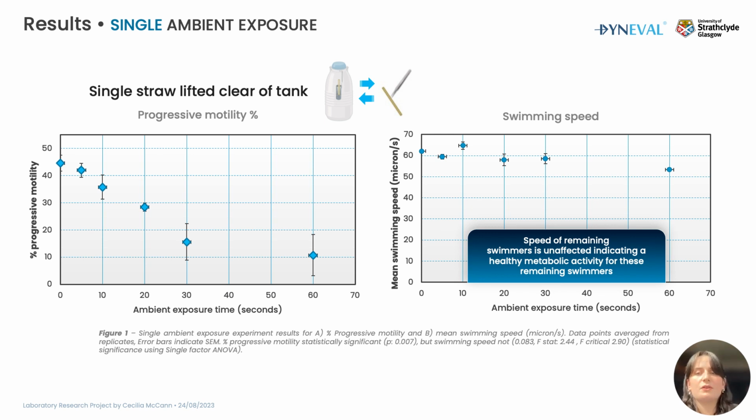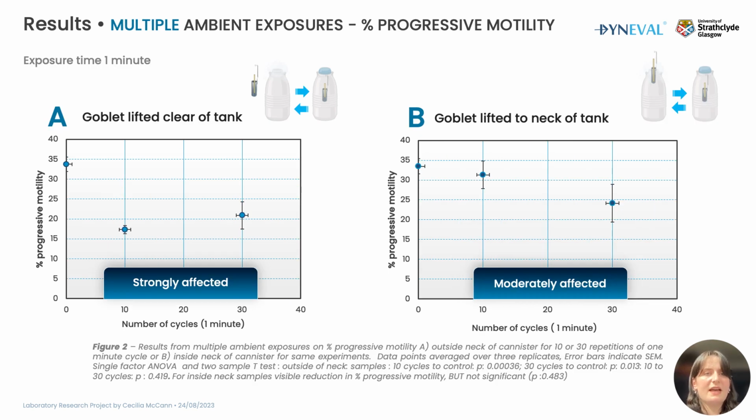Most mean swimming speed values ranged from 57 to 65 microns per second. When I did statistical analysis, it indicated that the progressive motility values were significant from one another in an ANOVA, but the swimming speed values were not. And then the second result: this is for the multiple ambient exposure experiments I talked about.